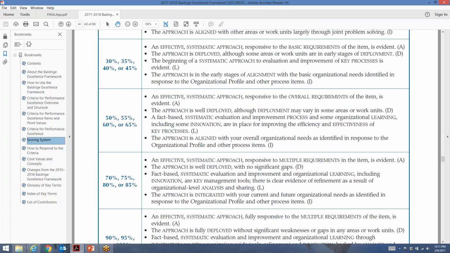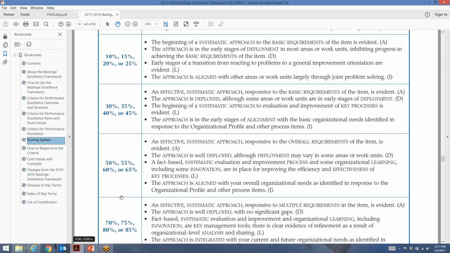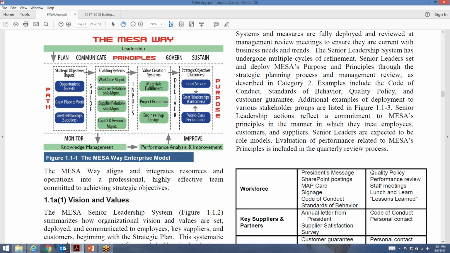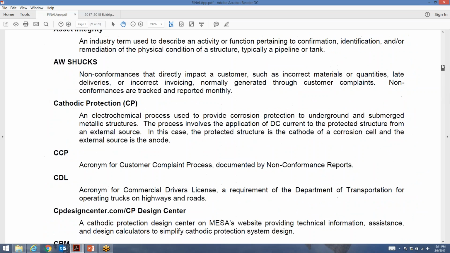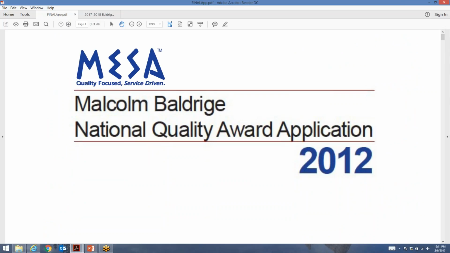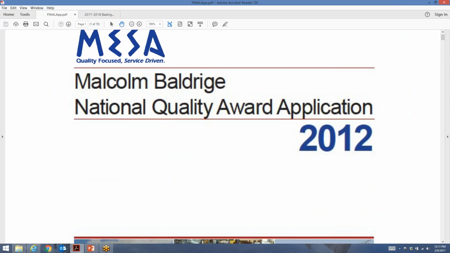Okay, a couple of secrets or tips that I'd pass along to you as you're addressing these categories 1 through 6, leadership and so on. And I'm going to use Mesa's 2012 Baldrige application. If you were on last week, I told you I'm not using this because I think this is the model of what you ought to do. I'm going to use this just for some examples, but I'm also using this to show you that your application doesn't have to be the best graphic artist display to be effective.